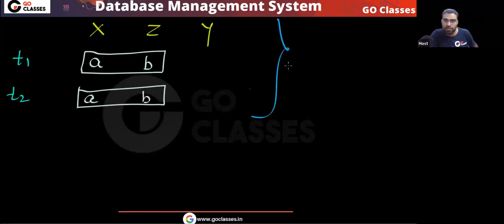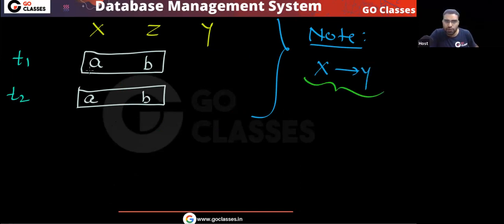Yes, because remember, it is already given that x determines y. So if x determines y, and you have the same x value in two tuples, then y will have the same value in these two tuples. Agree? This is already given to you that x determines y. So if two tuples have the same x value, then they will have the same y value. That's it. Hence proved.